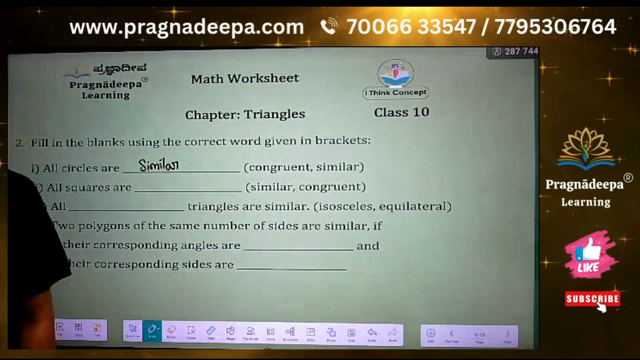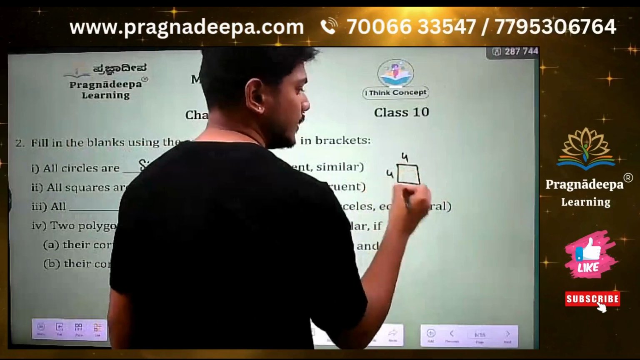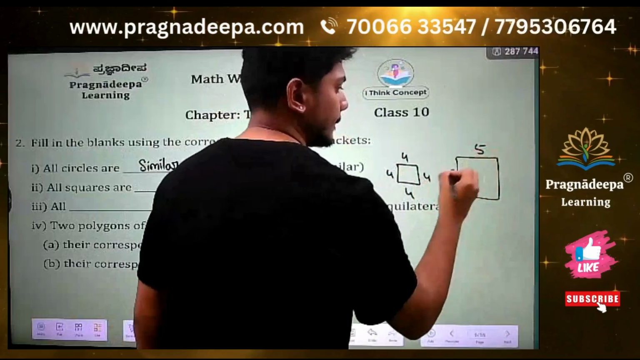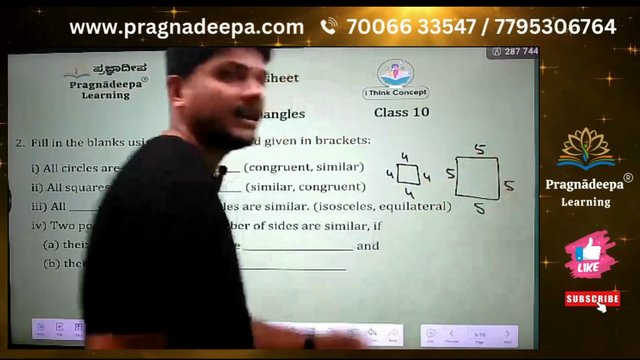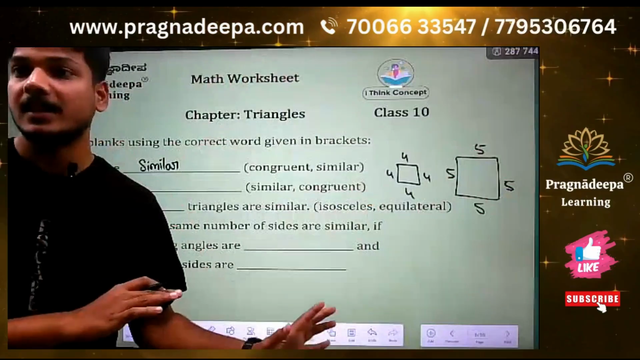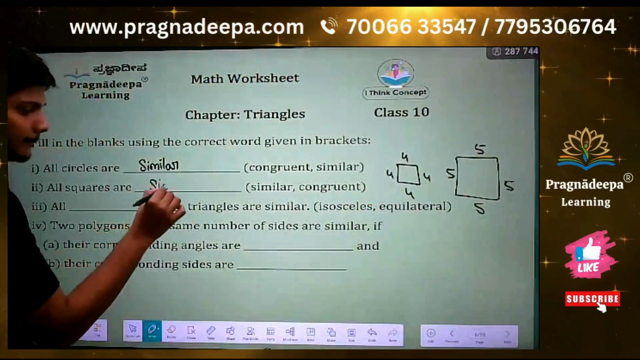All squares, for example, a square with 4 cm and a square with 5 cm, are similar, right? All squares are similar. Only squares with the same measurements are congruent. Okay, so this is similar.